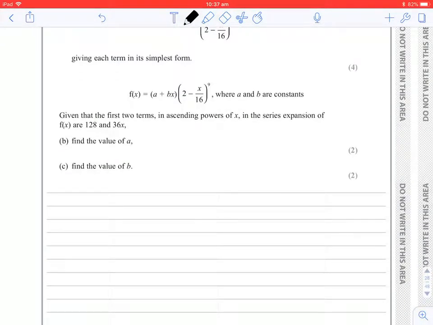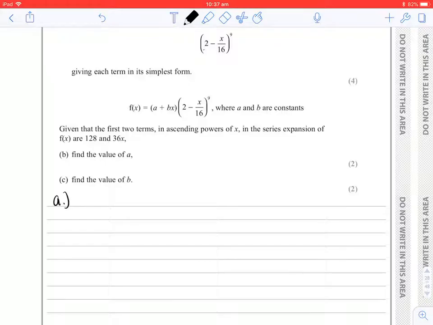So in order to expand this, I'm going to use the formula from the A2 part of the formula book. It's just because I think it's an easier one to work with. I prefer using that one. So the first thing we need to do in order to be able to use that is to have a 1 at the front, but we've got a 2 here. So I'm going to have to factor the 2 out.